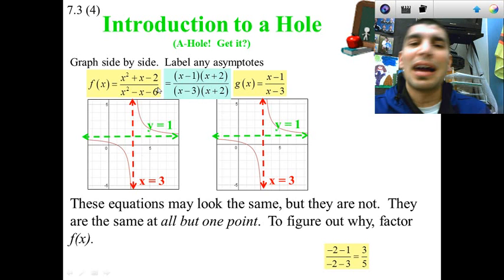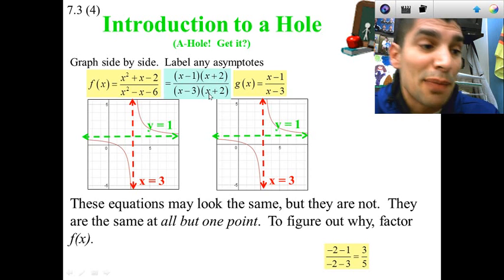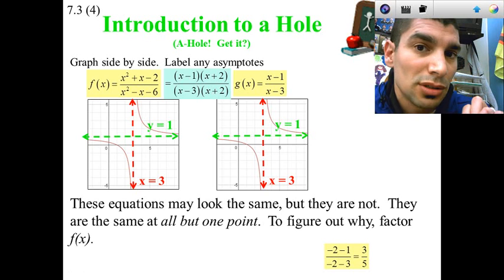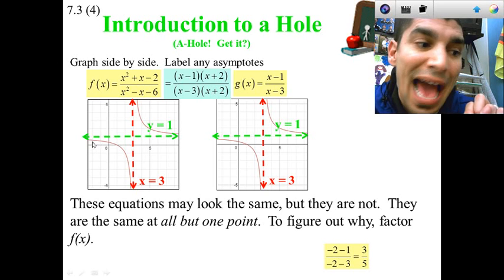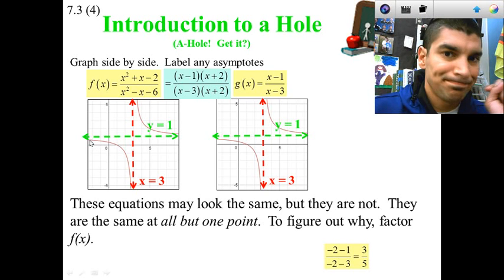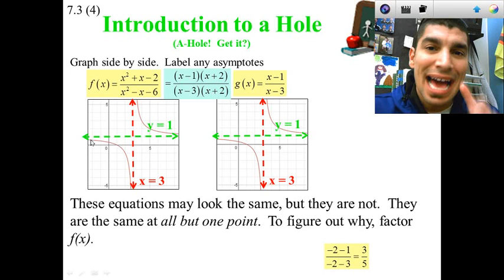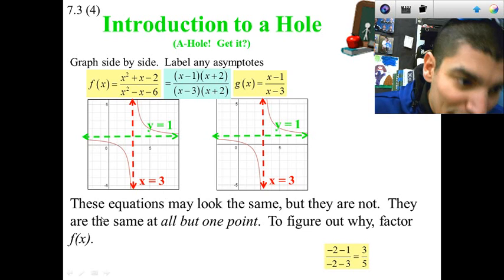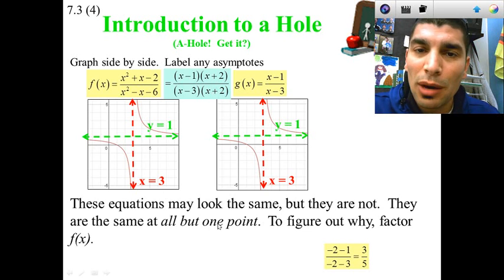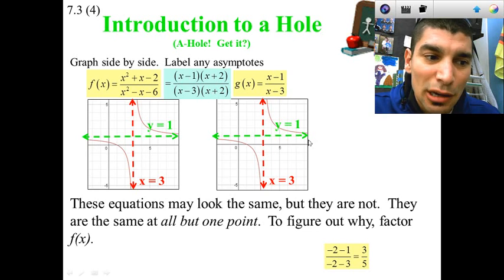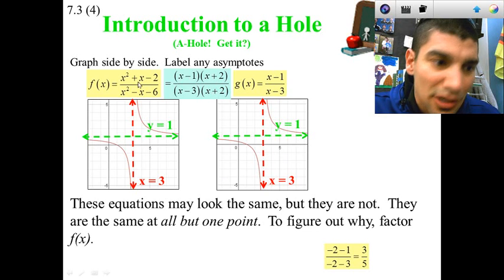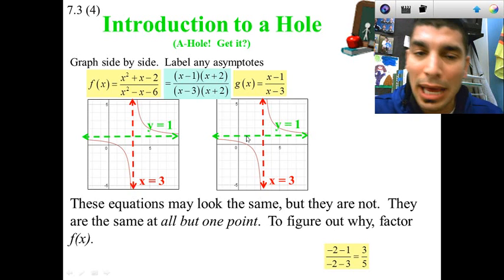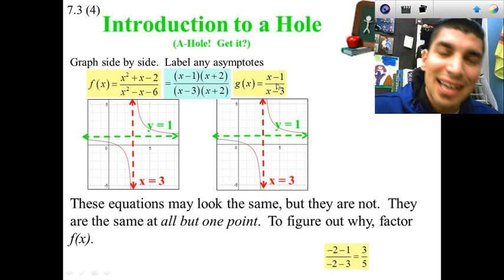So, that gives us two things here. These two equations may look the same, but they are not. They are the same at all but one point. That means every single point is the same. All these points here are going to be the same as these points here, except for one place. This one, g of x, can x be -2 on g of x? Yes. On f of x, can x equal -2? No. So what do I have to do?